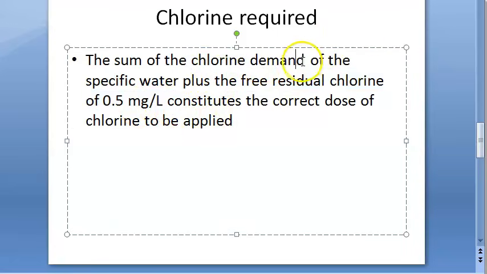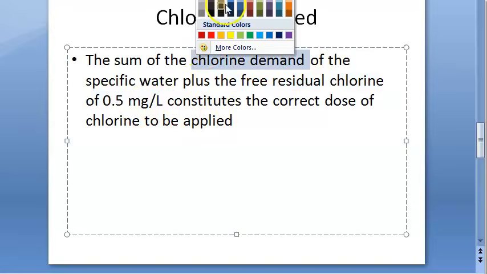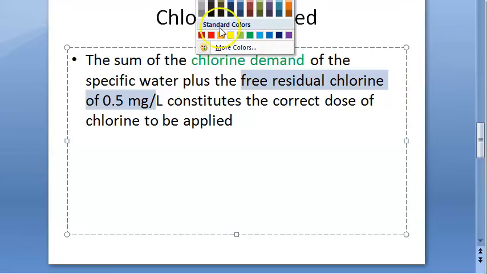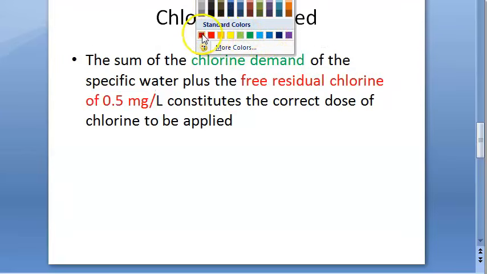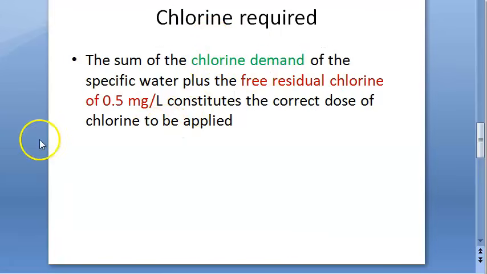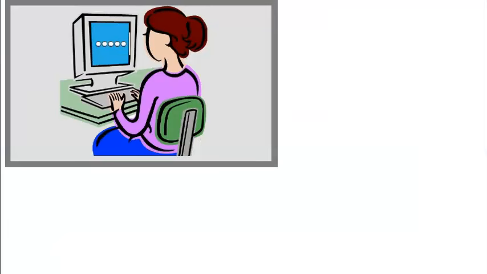You should give the chlorine demand, however much the water needs to kill all the bacteria, plus you give some free residual chlorine so that during any further contamination, it should be able to sustain. So what will you give? Chlorine demand plus free residual chlorine. Did you understand this much? You have understood the basic concept, guys, of how much chlorine is required.